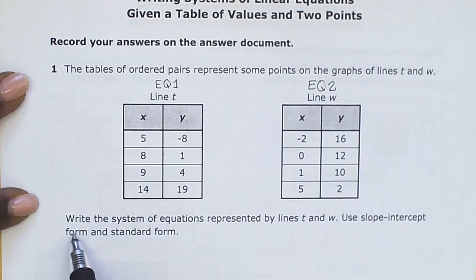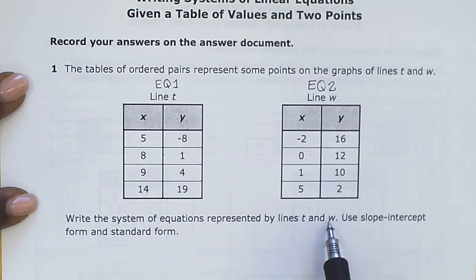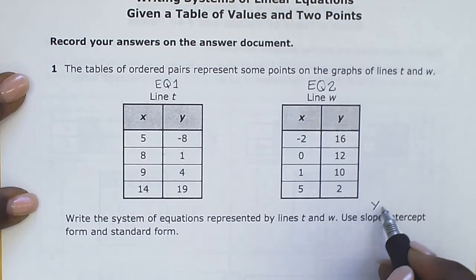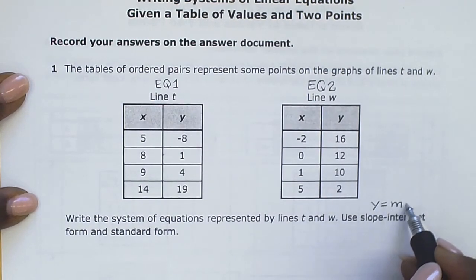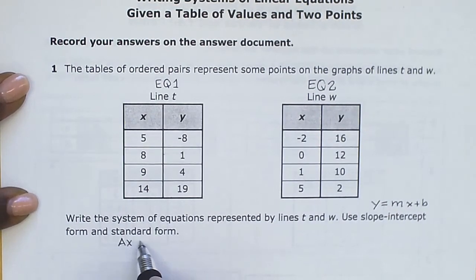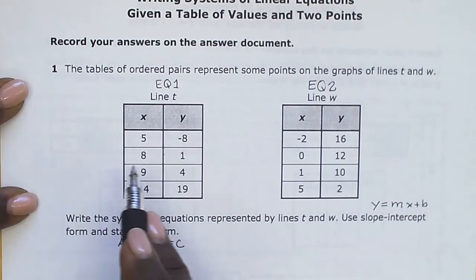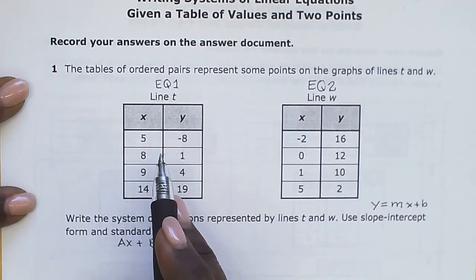This problem asks us to write the system of equations represented by lines T and W. Use slope-intercept form and standard form. So they want both forms. This is the slope-intercept form, and the standard form is AX plus BY equals C. Now, it's very easy to get the slope-intercept form from a table. You simply have to use the steps.